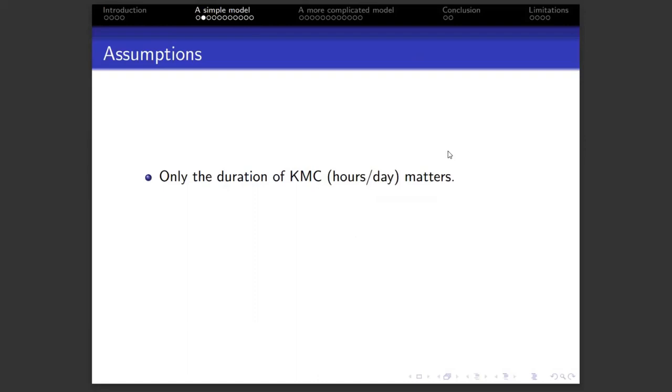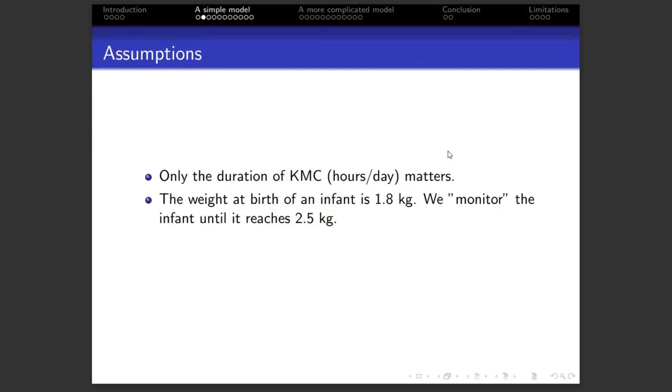This means that other factors, such as how KMC is employed, when it is being used in a day, are not relevant. Second, the weight of an infant at birth is 1.8 kilograms, and we only observe an infant until it reaches 2.5 kilograms. It's simply because this is a close approximation to the data we found.